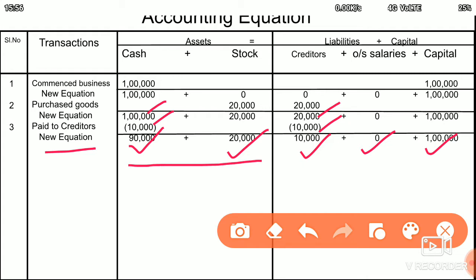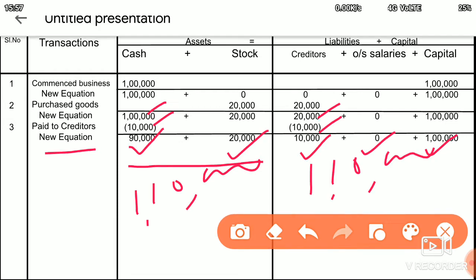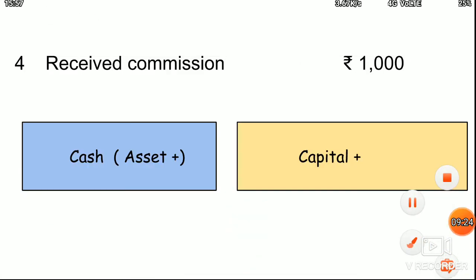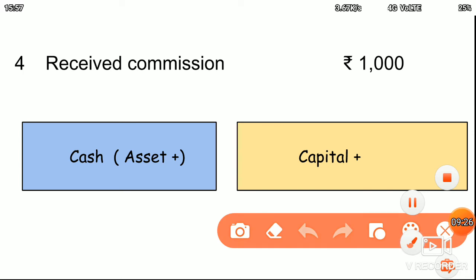Now if we add the total assets, it comes to 1 lakh 10,000. On the other hand, if we add the liabilities and capital, this also will give us 1 lakh 10,000. So we can go for the next transaction. The next transaction says received commission.